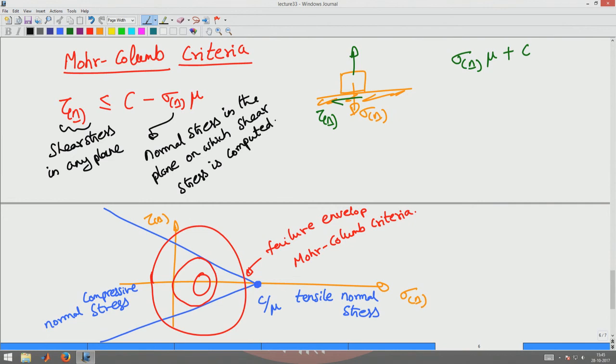So, it is possible that there exist planes where there is 0 shear stress, but it is not possible to have planes where the shear stress exists but there is no normal stress at all.